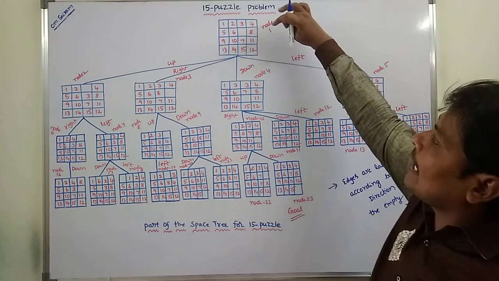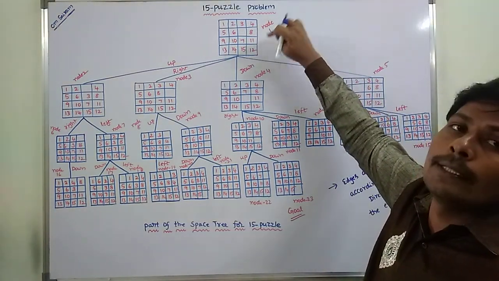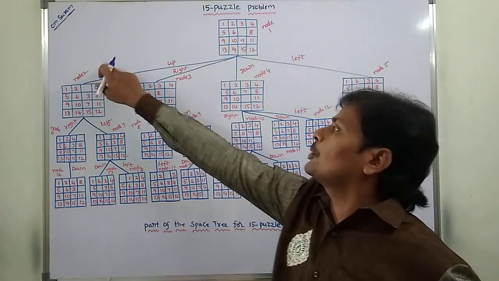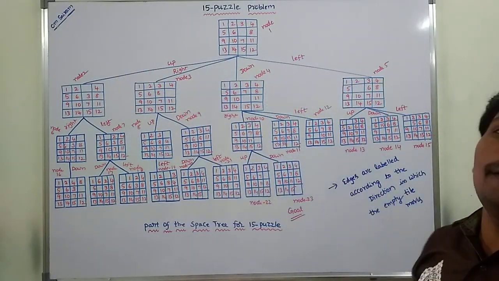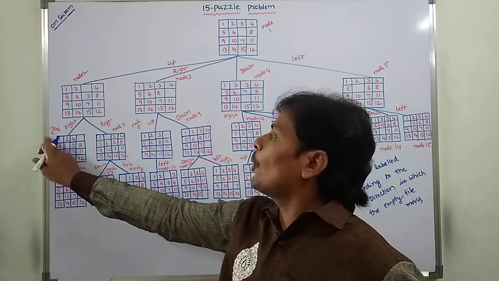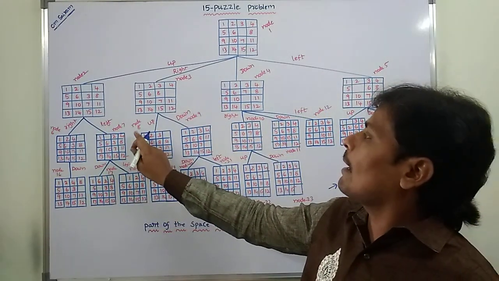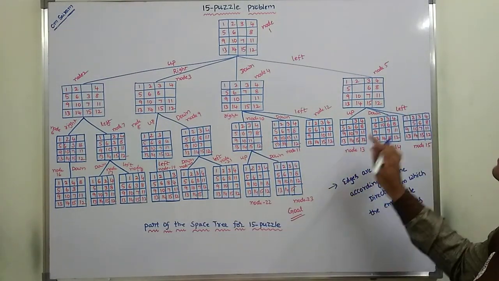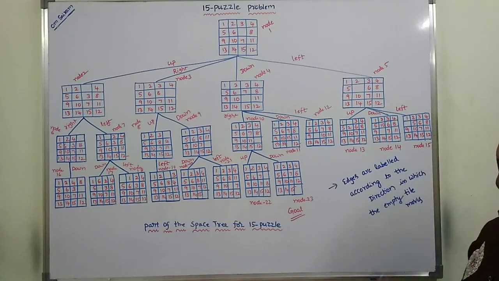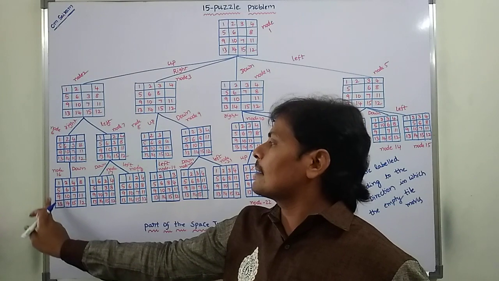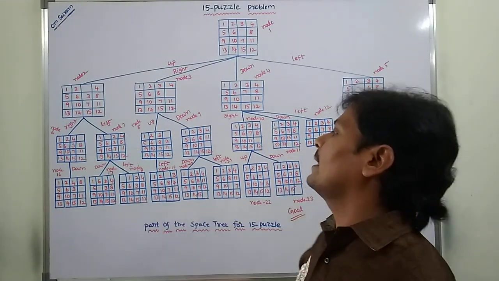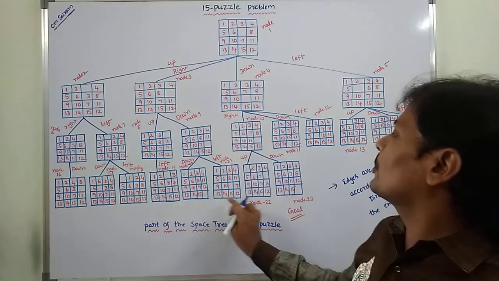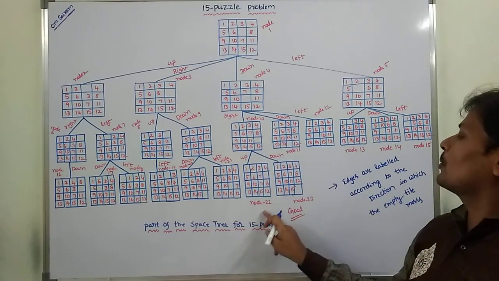The initial assignment can be denoted by node 1, this is the root node, and this is the E node. Its children are node 2, node 3, node 4, node 5. Node 2's children are node 6, node 7. Node 3's children are node 8, node 9. Node 4's children are node 10, node 11, node 12. Node 5's children are node 13, node 14, node 15. Node 6's child is node 16, node 7's children are 17 and 18, node 8's child is 19, node 9's children are 20, 21, and node 10's children are 22, 23.